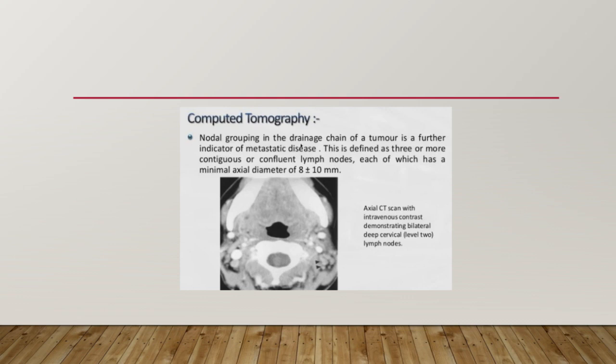Nodal grouping in the drainage chain of a tumor is a further indicator of metastatic disease. What is nodal grouping? Nodal grouping is defined as 3 or more contiguous or confluent lymph nodes, each of which has a minimal axial diameter of 8 plus or minus 10 millimeter. So, nodal grouping is a group of 3 or more contiguous or confluent lymph nodes, each of a size 8 plus or minus 10 millimeter in diameter. So, this is indicative of a metastatic spread.